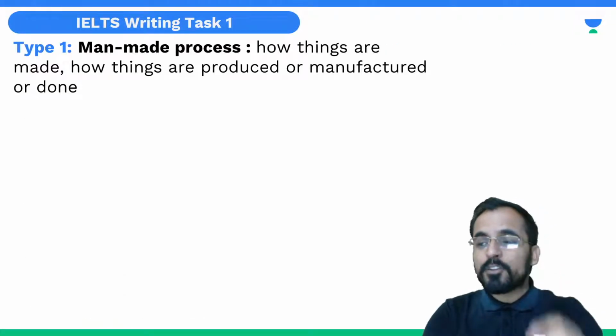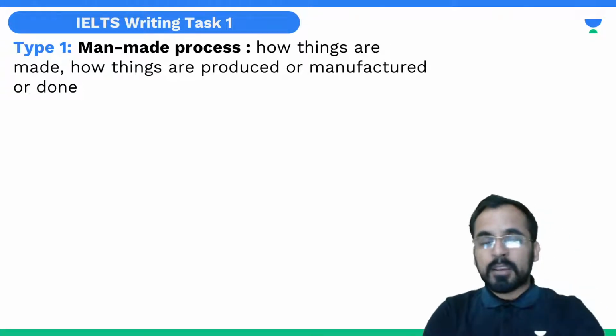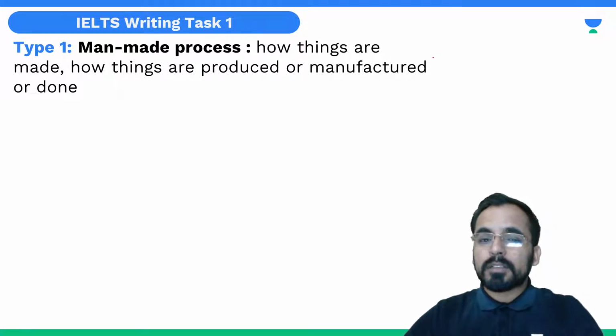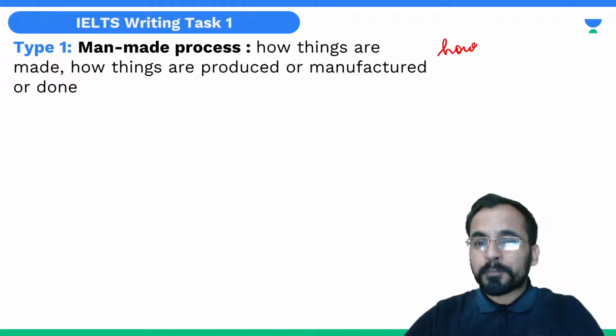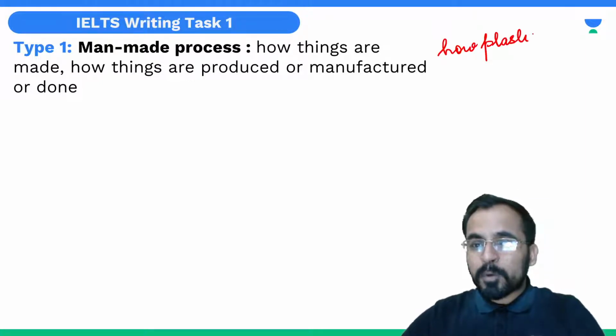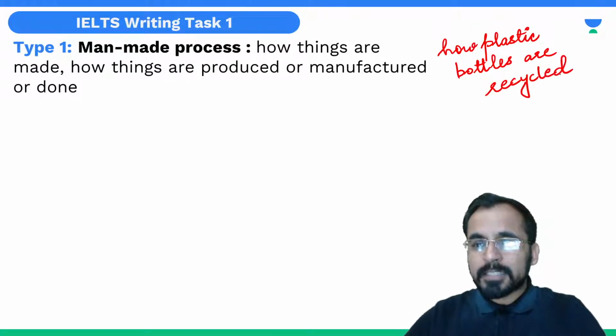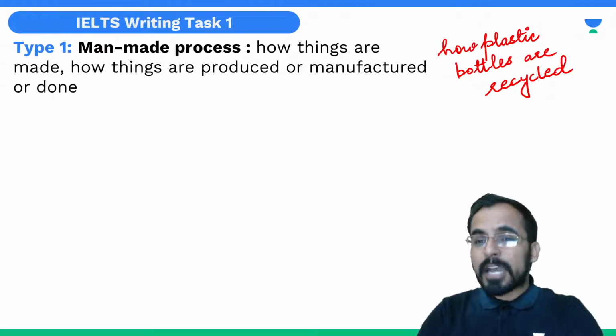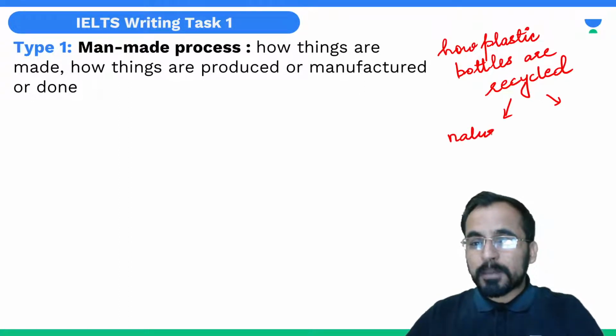Alright, so basically when you talk about IELTS process diagrams, there are two types. One is man-made process. Alright, let's say I give you a process of how plastic bottles are recycled. So is it a natural process or a man-made one? I give you the title of the process: how plastic bottles are recycled. Now, will that be a man-made process or a natural process? Obviously, that's going to be a man-made process.